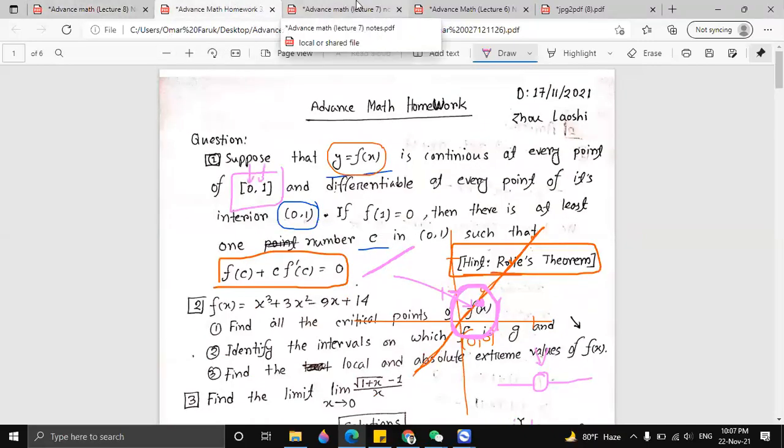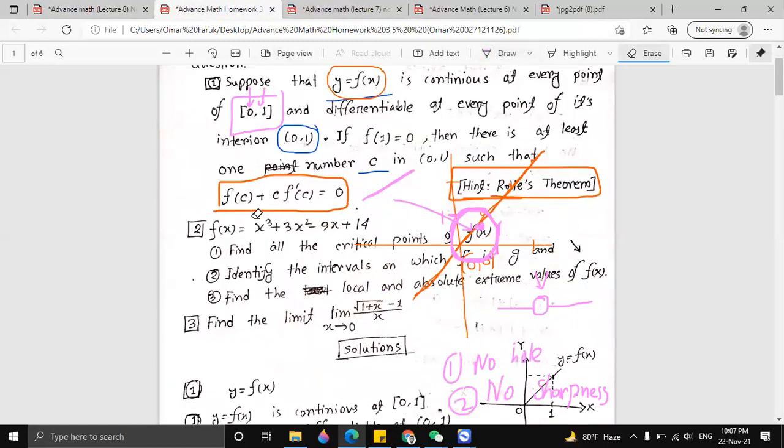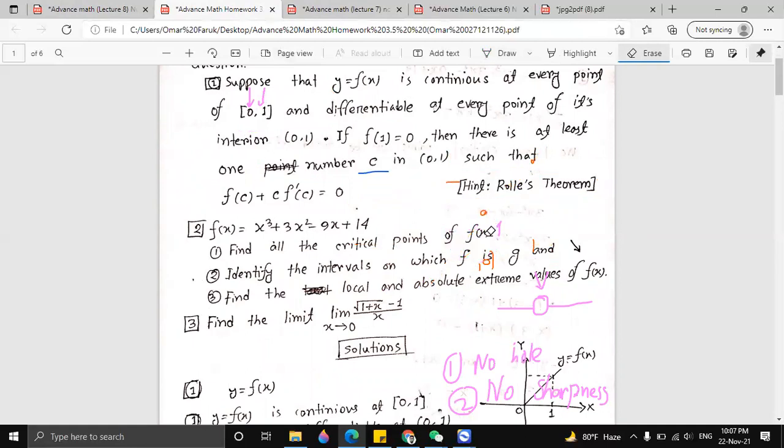Now let's go to number 2. We have a function that is x cubed plus 3x squared minus 9x plus 14, right? And we have to find all the critical points of this function, identify the intervals on which the function is increasing and decreasing, and find the local and absolute extreme values of that function.